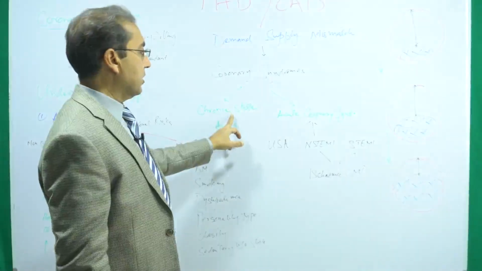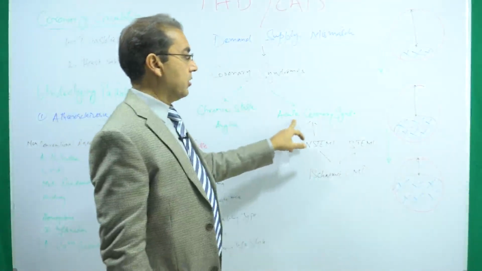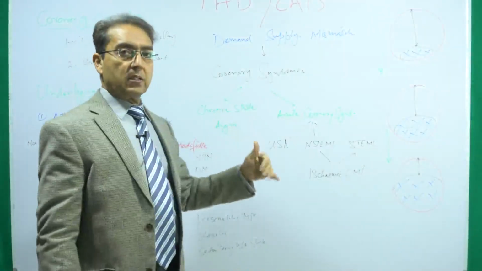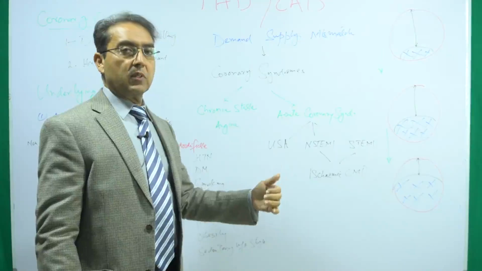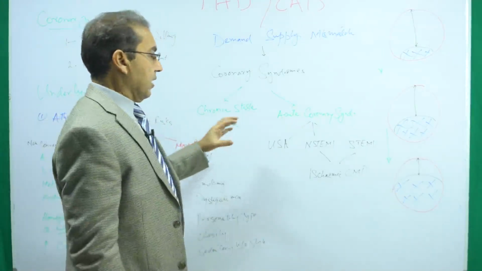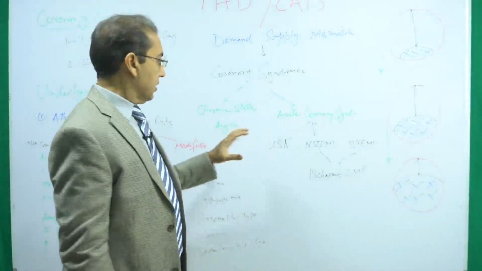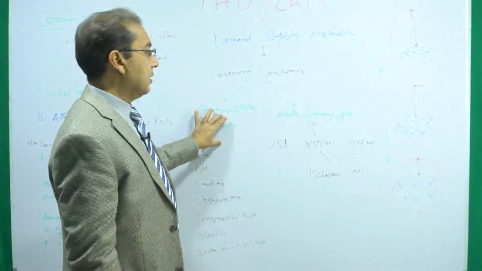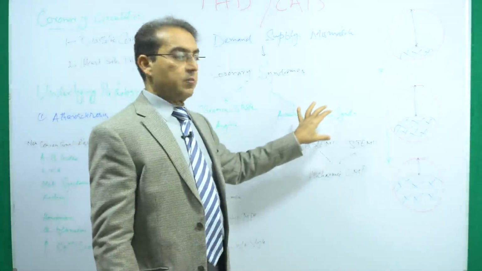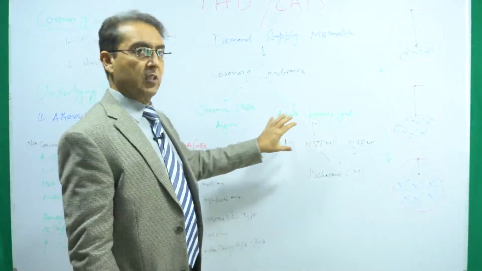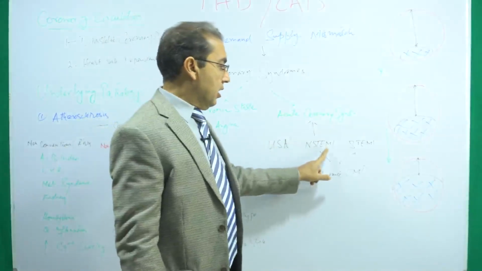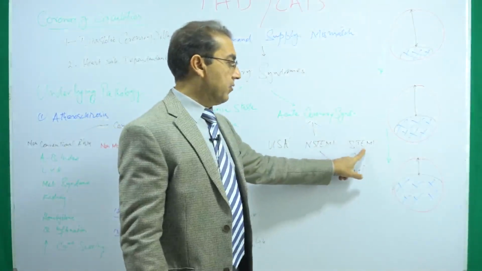One of them is chronic stable angina, the other one is acute coronary syndrome. Now, chronic stable angina is when the patient has symptoms for a very long time. They are related to exertion, and if the patient is not exerting, the symptoms tend to settle down. Now, acute coronary syndrome is a different proposition. Patient may be having symptoms even at rest. So we divide this into unstable angina, non-ST elevation MI, and ST elevation MI.